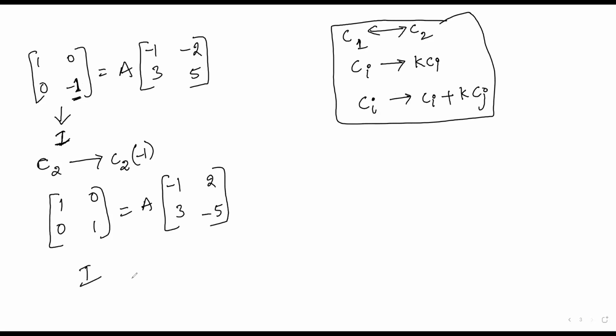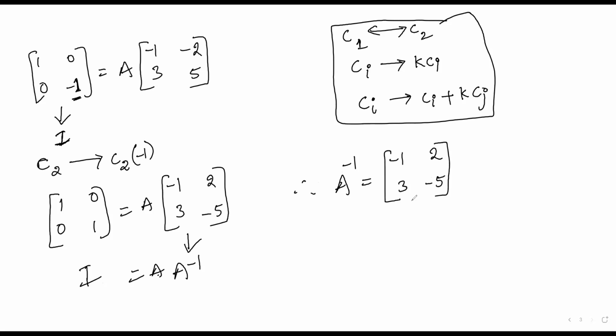Now this is I, this is A. This is I, no? This we made I, this A. This is A inverse. Therefore, A inverse is here minus 1, 2, 3, minus 1. This is what is A inverse. Hope you got this one. Yes, sir.